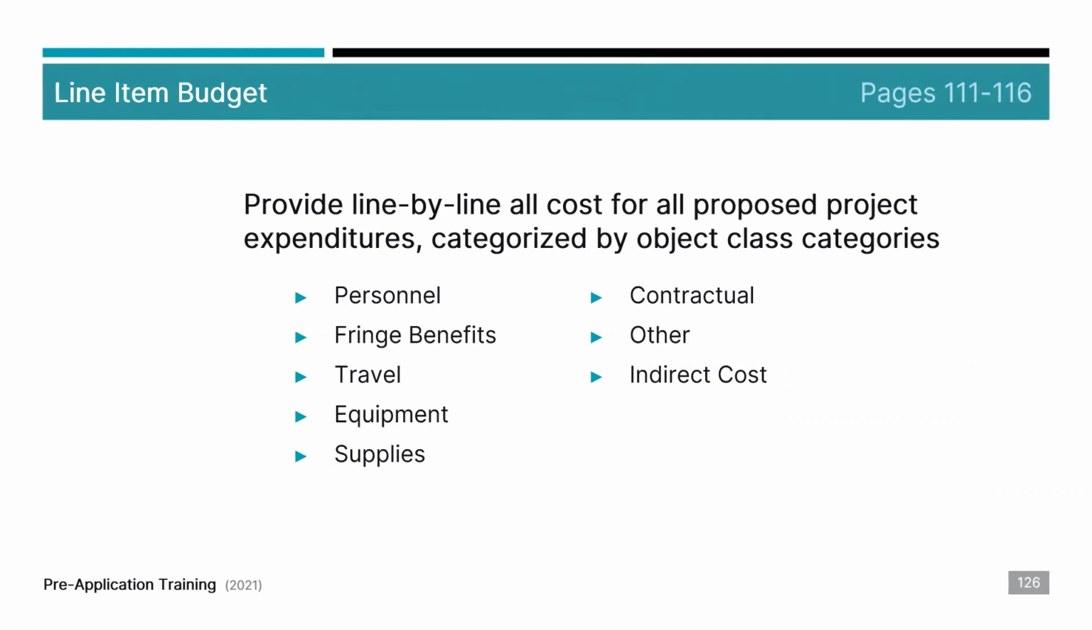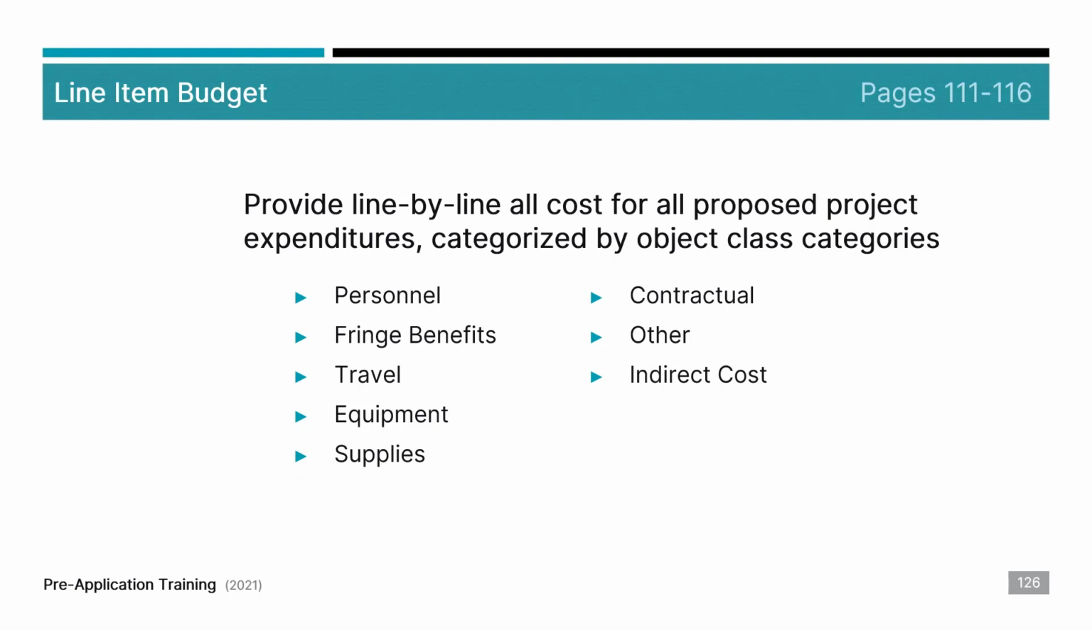So the first thing we're going to start with is a line by line cost for all the proposed projects and expenditures in your application. And A&A specifically wants you to use the proposed object class categories that are on your slide. So let's review them all.